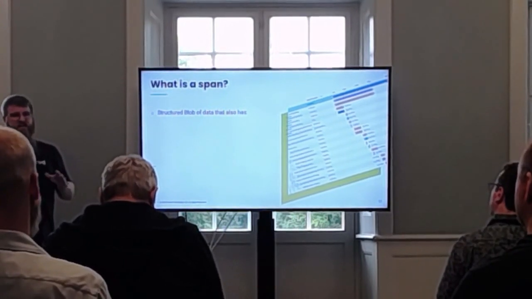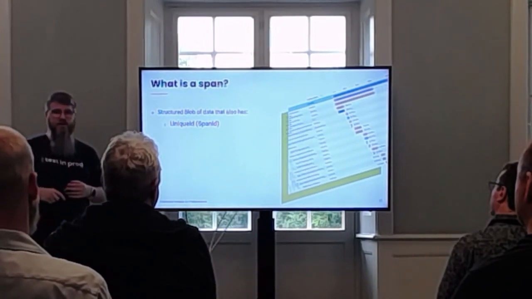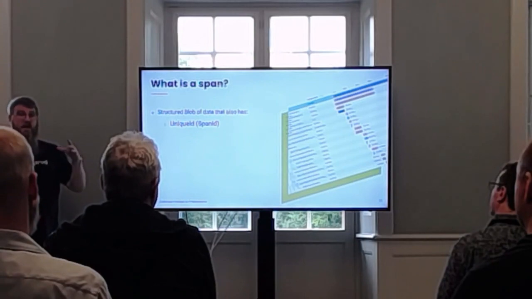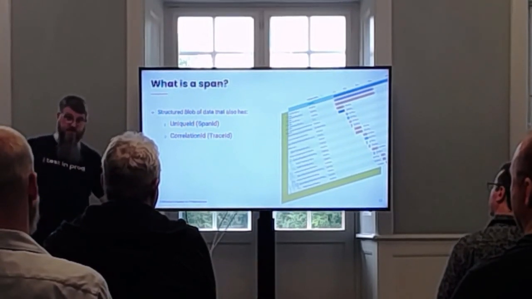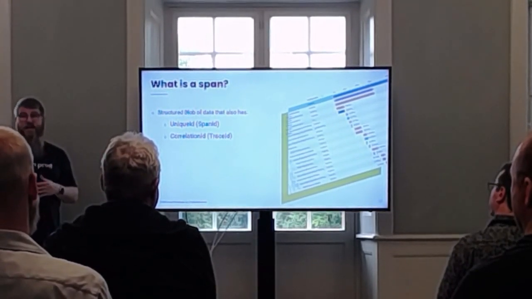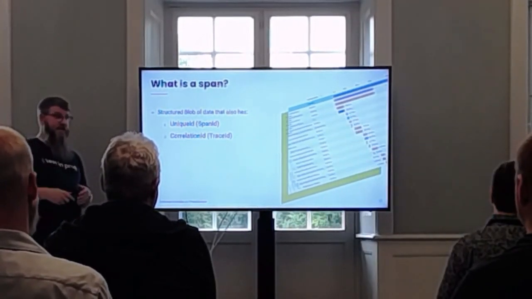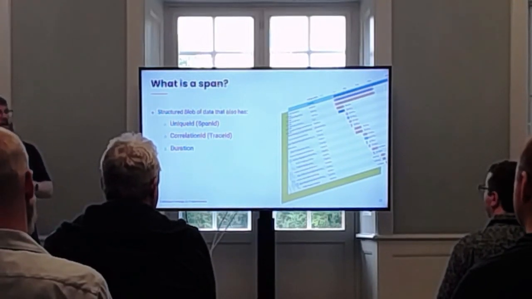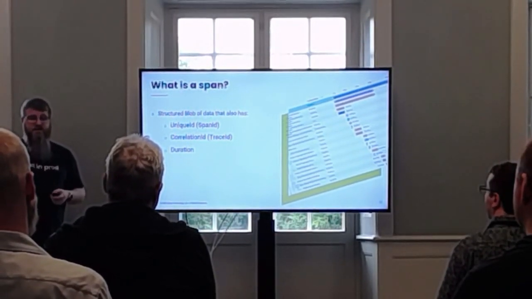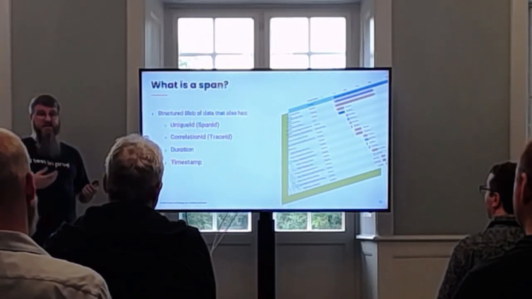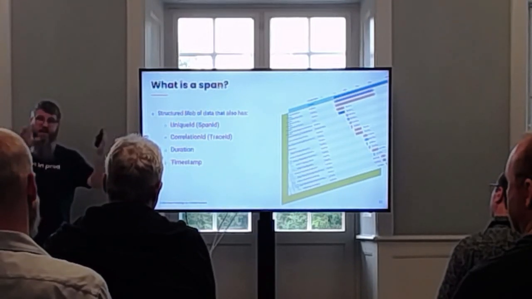So if you think about a span as a blob of data, it's got a few properties that are mandatory. It's got a unique ID that uniquely identifies that particular span. It has a correlation ID. You've heard of correlation IDs before. That's something pretty common. So the unique ID we call a span ID. The correlation ID we call a trace ID. It has a property called duration, which is always measured in milliseconds. It's got a timestamp of when this particular span started. So if you see those two together, you know that we can say it started here, finished here, so we can show a blob.